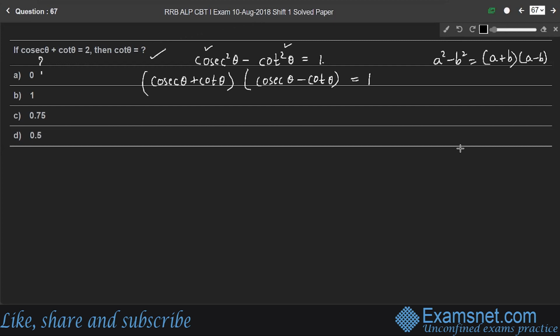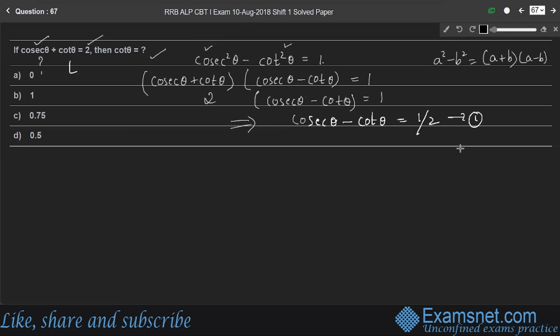So here the value of cosecant theta plus cot theta is already given, which is 2, right? Therefore, we can write it as 2 into cosecant theta minus cot theta is equal to 1. Therefore, the value of cosec theta minus cot theta is 1 by 2. Consider this as equation 1. And the given equation is cosecant theta plus cot theta is equal to 2. Consider this as equation 2.